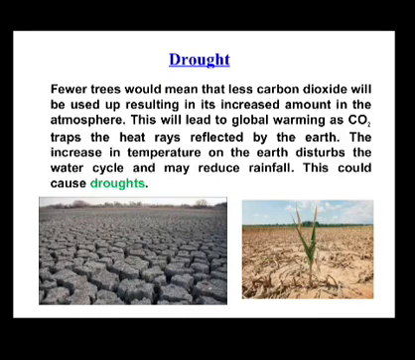What do you mean by drought? Fewer trees would mean that less carbon dioxide will be used up, resulting in its increased amount in the atmosphere. This will lead to global warming as carbon dioxide traps the heat rays reflected by the earth. The increase in temperature on the earth disturbs the water cycle and may reduce rainfall, and this could result in drought. And drought-like conditions will deteriorate all the agricultural fields, as well as cause no water availability. It will not only affect human life, it will also affect each and every life living in the particular area in which it is caused.